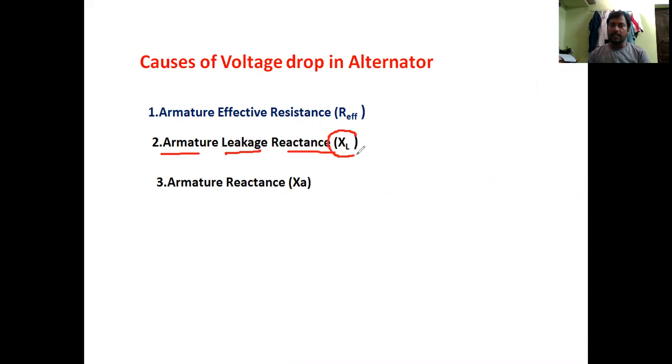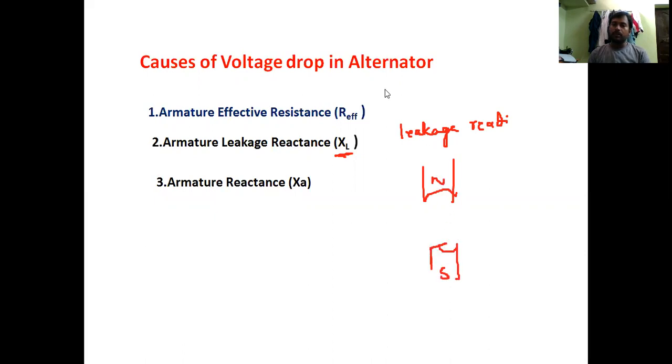So armature leakage reactance is nothing but XL. L is for leakage, X is nothing but reactance. So XL is nothing but armature leakage reactance. So basically, what is leakage reactance? For example, if you take this as the north pole and this as the south pole, the flux always goes from north to south pole. And for example, there is a conductor available here.